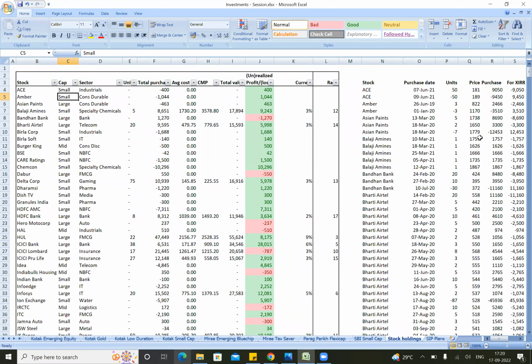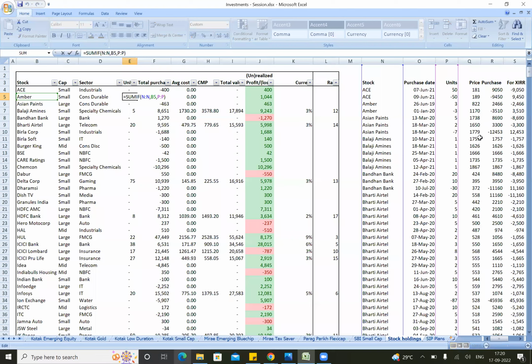Number of units is being calculated from, if you look at the formula, SUMIF on column B, column N, column P. What is N? If it catches Amber, it will look for Amber in the N column of rows, and then look at the P column. So if you are looking at Amber, 3 and -3 becomes 0, because it is SUMIF.